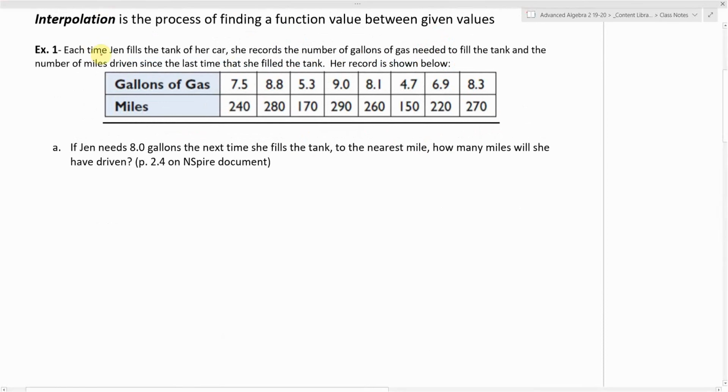Here it says, each time Jen fills the tank of her car, she records the number of gallons of gas needed to fill the tank and the number of miles driven since the last time she filled the tank. Her record is shown below. So she filled the tank with 7.5 gallons and she drove 240 miles on it. She filled it with 8.8 and drove 280 miles, etc. Or really more likely, she drove 248 from a full tank and then needed to put in 7.5. Same idea. If Jen needs 8 gallons the next time she fills the tank, to the nearest mile, how many miles will she have driven?